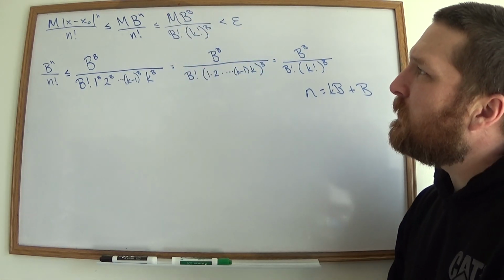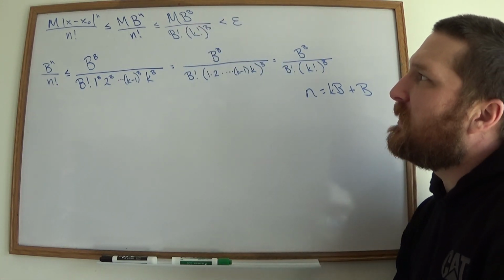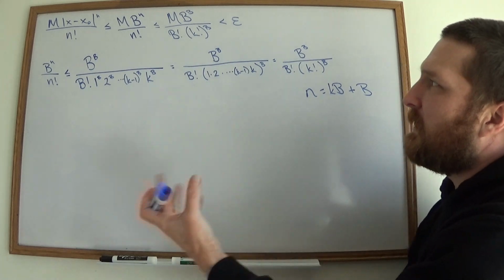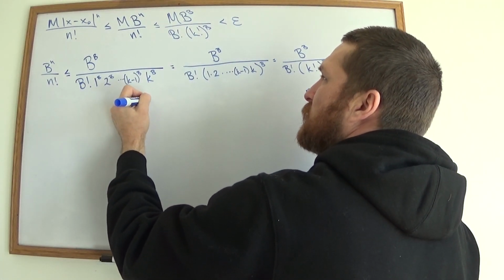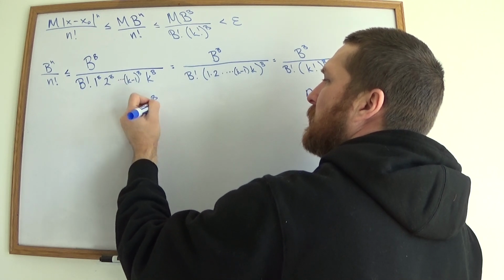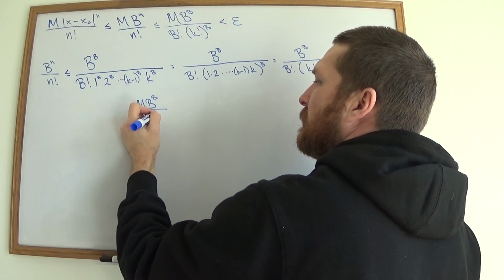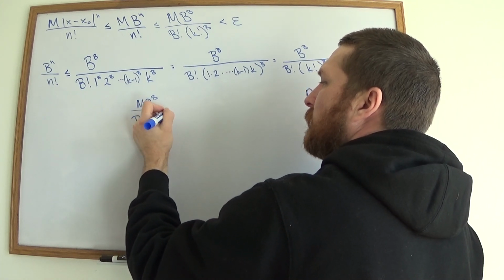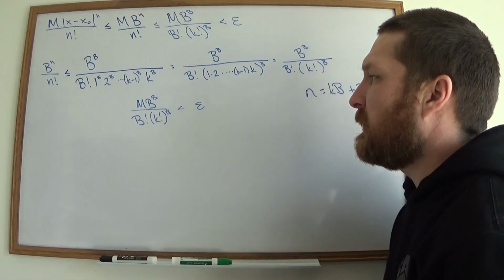And is that true? You should be able to just look at it and see, yeah, the only thing that you need to change is in the denominator. Make that big enough, it should do it. But let's be really explicit here. Let's just make sure. M b to the b over b factorial times k factorial raised to the b less than epsilon. We could just do a little bit of manipulation here.